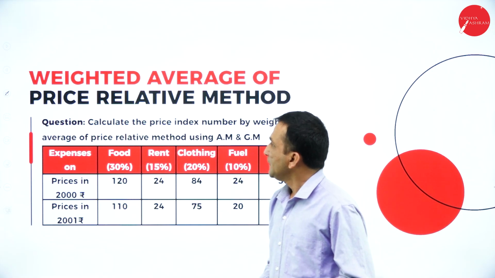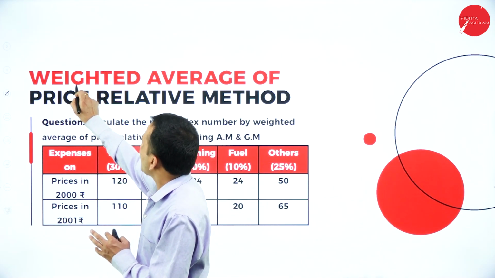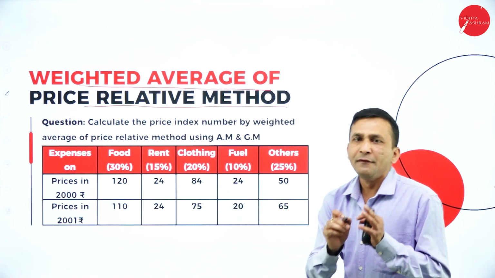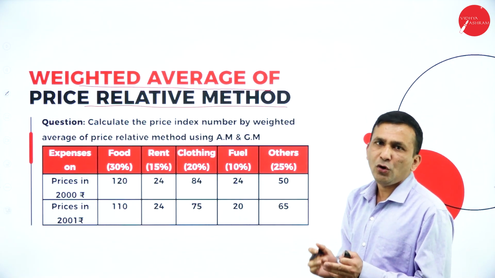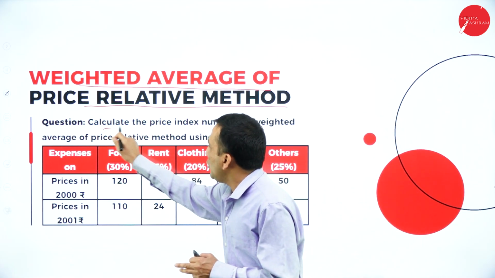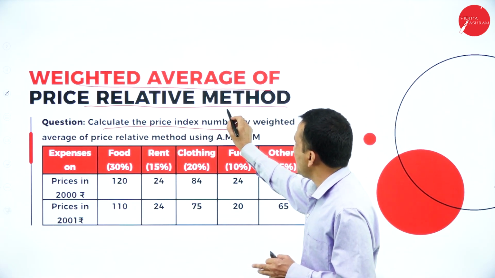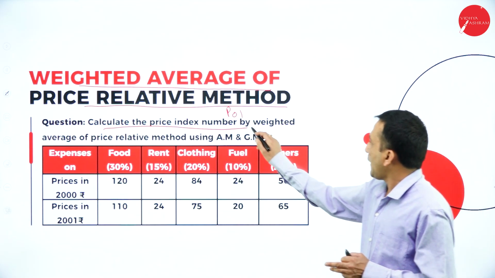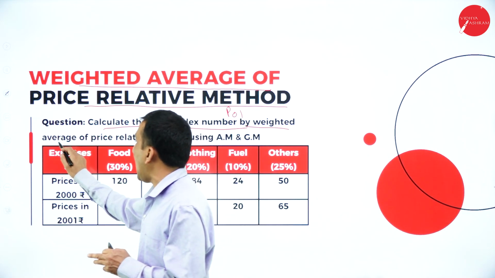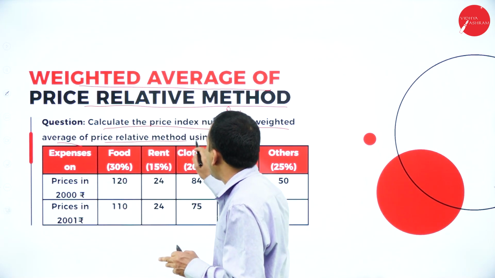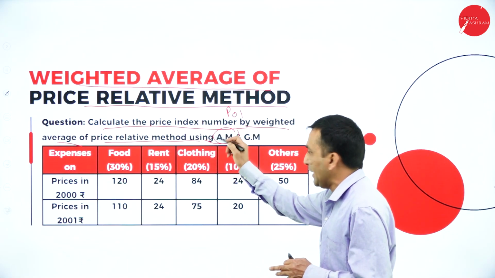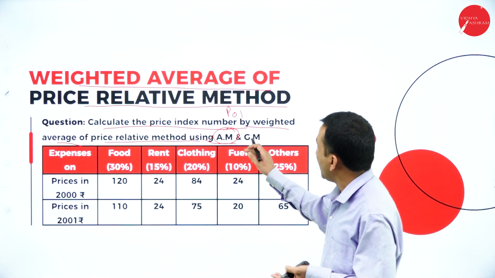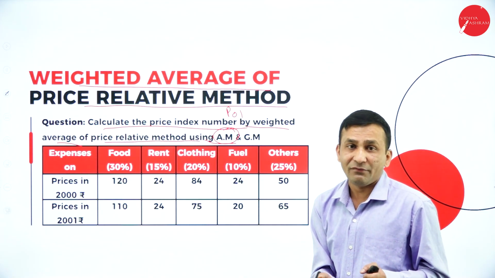Moving forward, there is one more question: the weighted average of price relative method. Now calculate the price index number. Symbolically, P01 is always for the price index, by the weighted average of price relative method using arithmetic mean. I told you, average means always arithmetic mean, median, and even geometric mean, which are related to average problems.